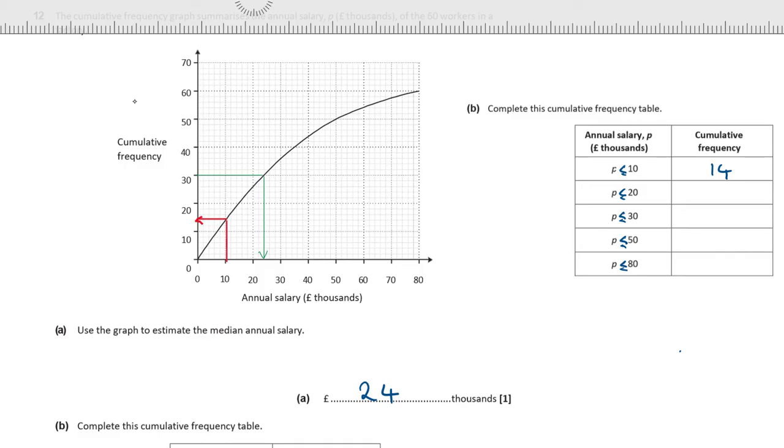Similarly, less than 20, reading up to the graph and across, I make that 26. From 30, just doing the same thing, that's 36. At 50, that is 50. And at 80, that's going to be everyone, isn't it? It's going to be at 60.